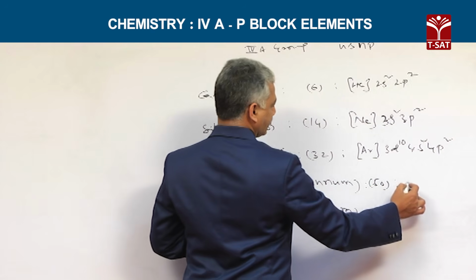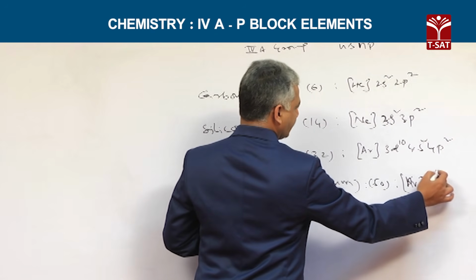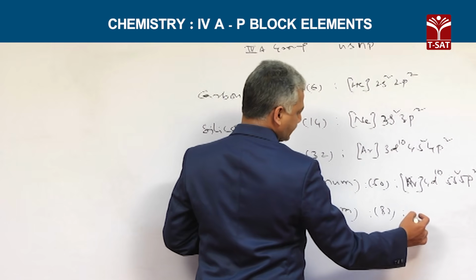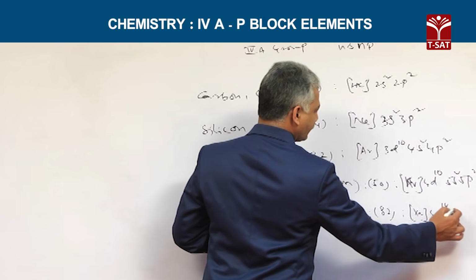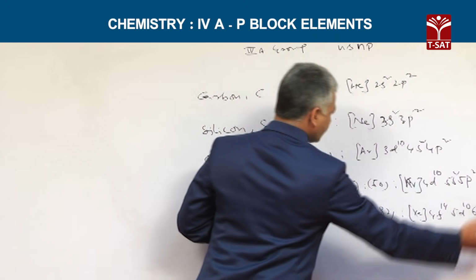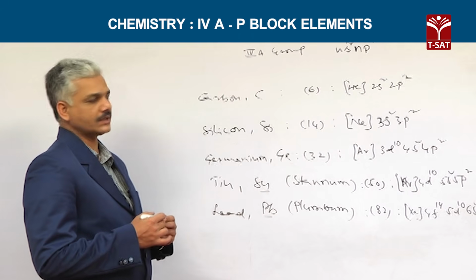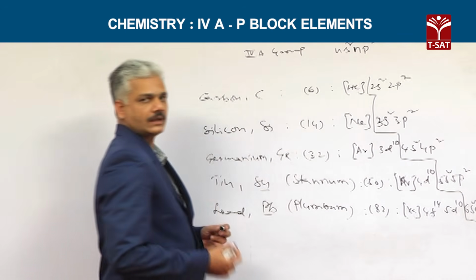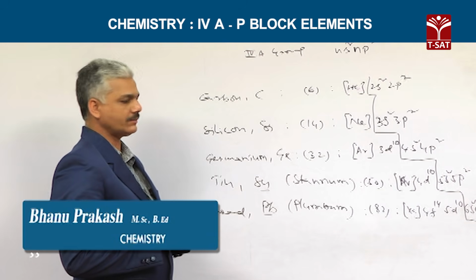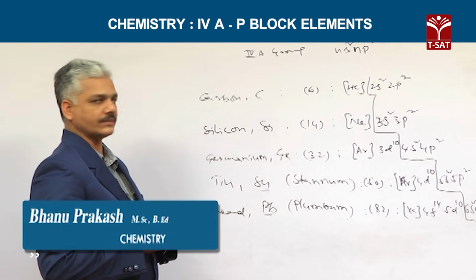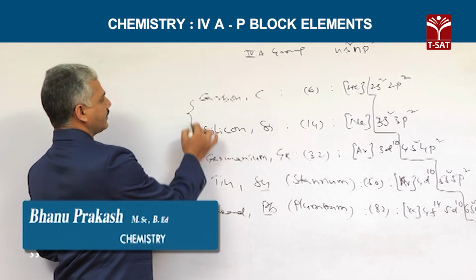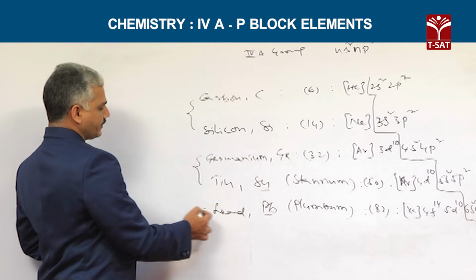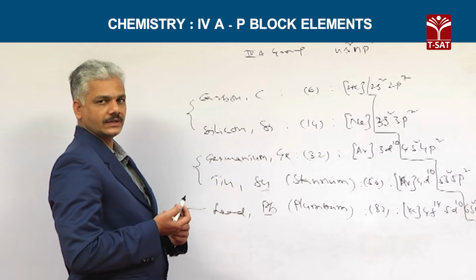Tin, atomic number 50, krypton followed by 4d10, 5s2, 5p2. Lead, atomic number 82, electronic configuration is xenon followed by 4f14, 5d10, 6s2, 6p2. As you can observe from these electronic configurations, even though the outermost electronic configuration is similar for the elements, the number of electrons present in the inner shells, that is the penultimate and anti-penultimate shells, differs from element to element. In properties, carbon and silicon are more similar, germanium and tin behave in a similar manner, while the properties of lead will be different from the rest of the elements.